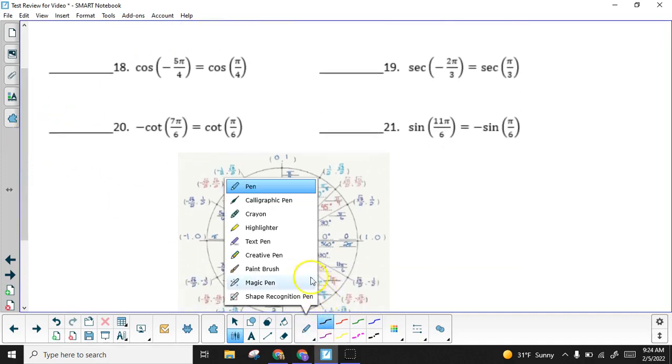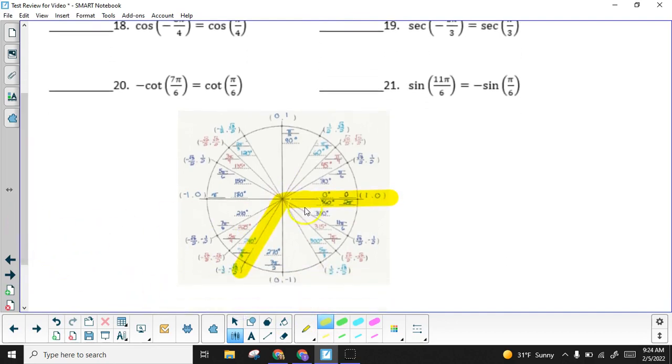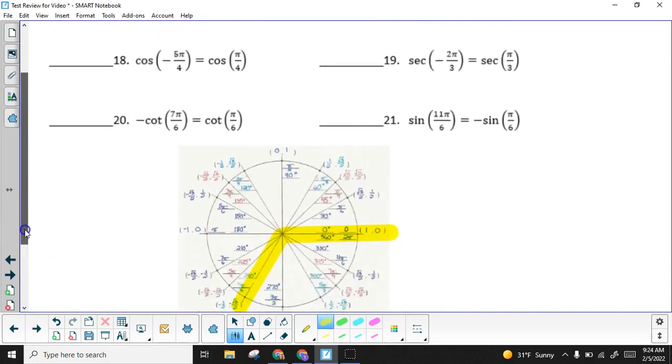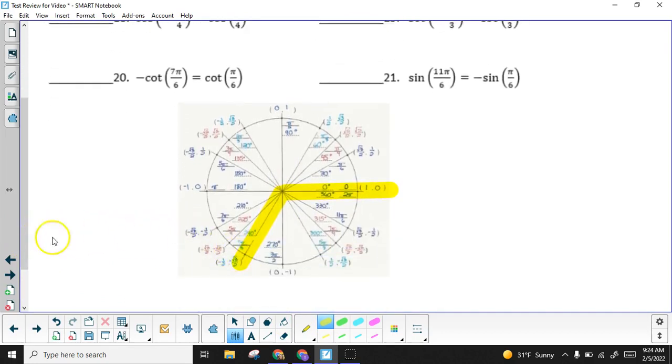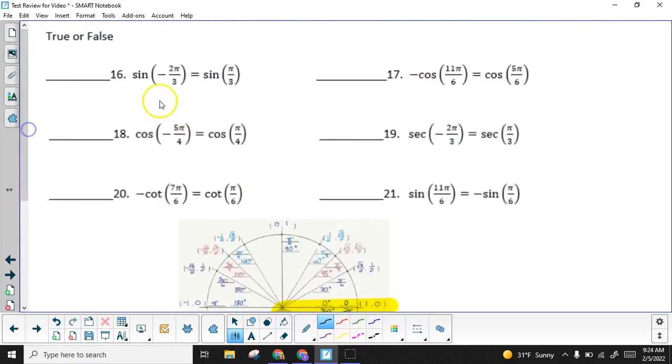Negative 2 pi over 3. We're going to start here and move in a clockwise direction. So 1 pi over 3, 2 pi over 3. Negative 2 pi over 3 is coterminal with 4 pi over 3. And the sine value for that is going to be negative root 3 over 2. So I'm going to make a note of that. This value is negative root 3 over 2.